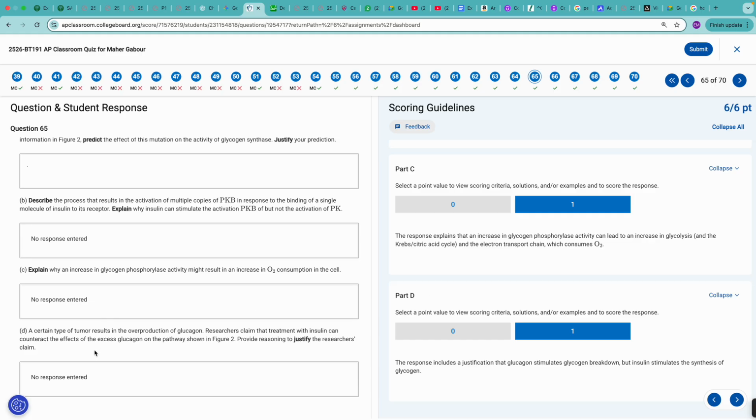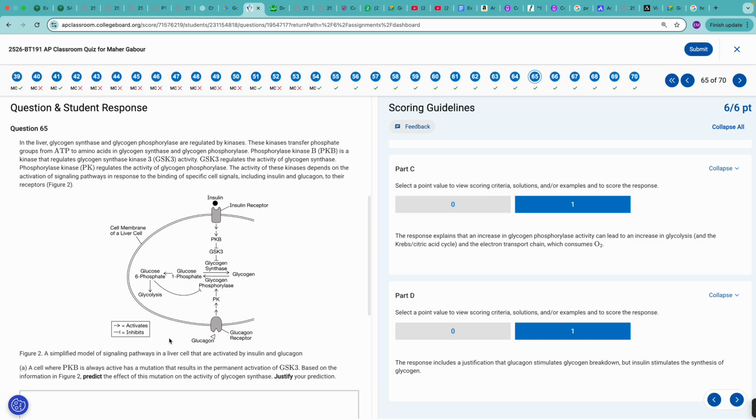A certain type of tumor results in the overproduction of glucagon. So now we have a lot of glucagon. Researchers claim that the treatment with insulin can counteract the effects of excess glucagon on the pathway shown in figure 2. Provide reasoning to justify the researchers' claim. The response includes a justification that glucagon stimulates glycogen breakdown, but insulin stimulates the synthesis of glycogen.